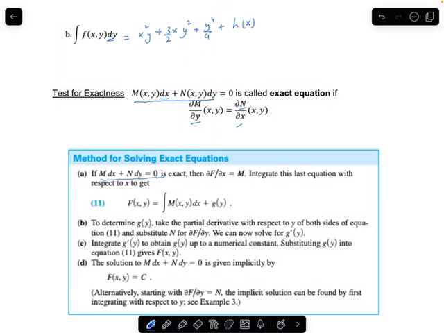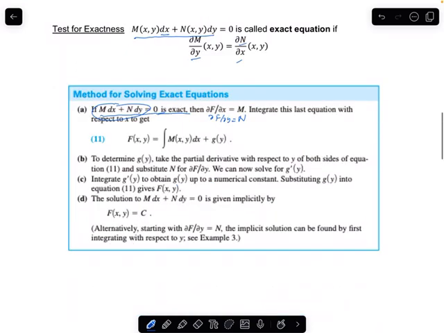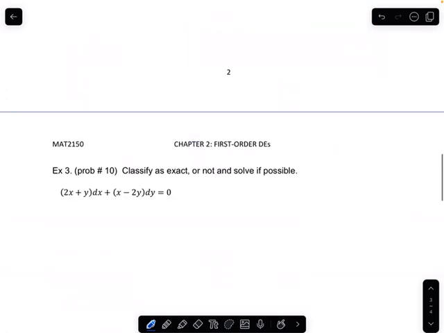So it says if M dx plus N dy is equal to 0 is exact, then automatically you will say that you have some function big F such that the partial derivative of F with respect to x is equal to M, and the partial derivative of F with respect to y will be equal to N. So these automatically exist. And then we integrate. So let me show you an example. I think it will be easy to understand.